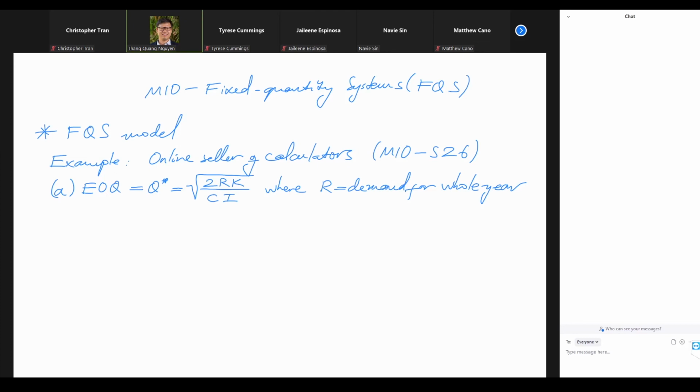Okay, so we already found the EOQ earlier, and let me make sure. To make it clearer for you, in terms of calculation, we got it to be 147.20, right? But then we talk about the number of calculators. That's why we roughly round it up to be 148 calculators.